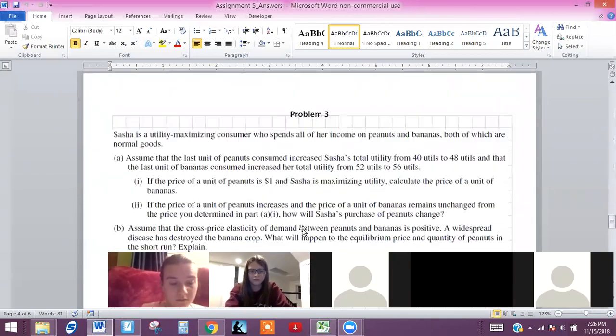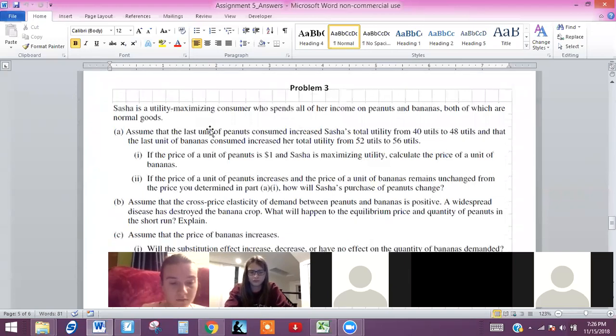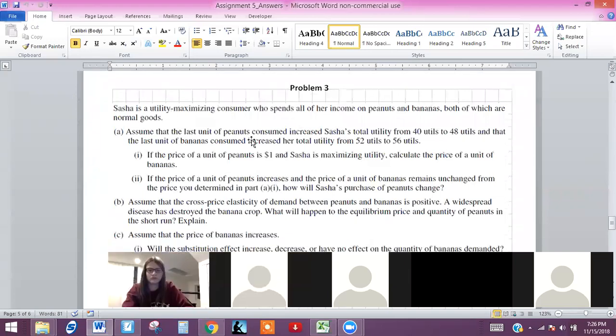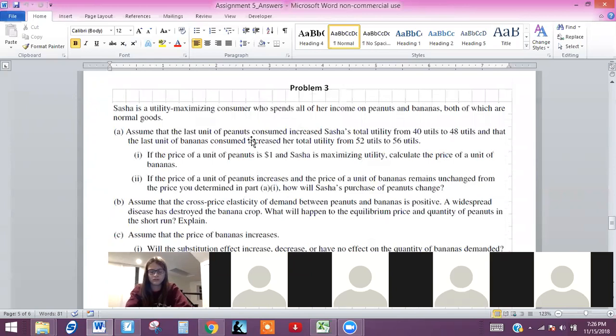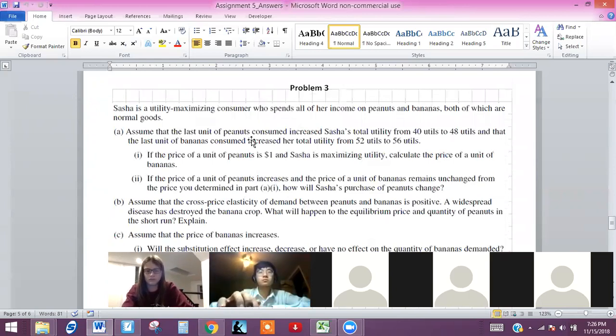Okay, where are we here? We are at problem 3. Now we have Sasha, who likes peanuts and bananas, and she spends all her income on them. I think I would rather have coffee and fudge, but okay. Peanuts and bananas are both normal goods, which means as your income goes up, you buy more of each of them.